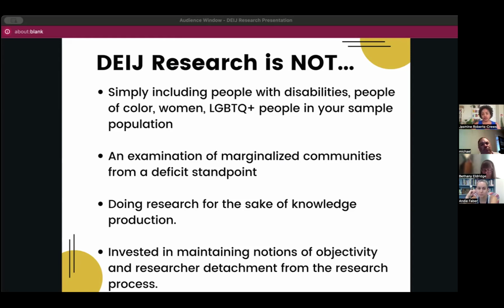DEIJ research, right? The reason why I say it's not DEIJ research alone by just including people is that you have to have the goal of equity and justice at the core of what you're doing, right? So you can include marginalized people in your data set, but how you're actually interpreting that data, the type of methodologies you're using, may or may not uphold the goal of equity and justice. So be very, very careful about that.